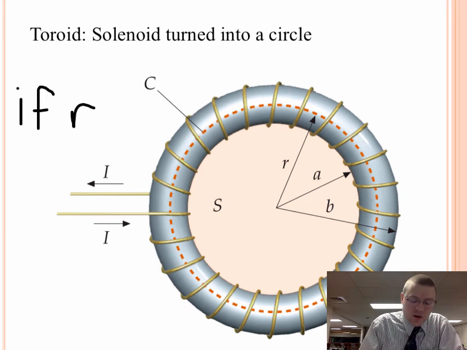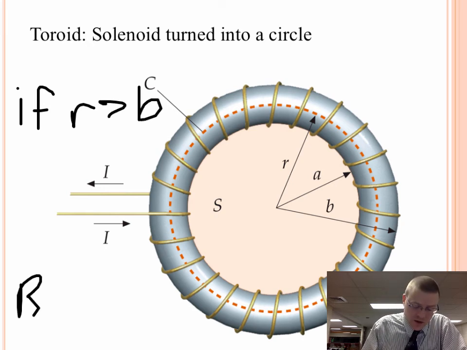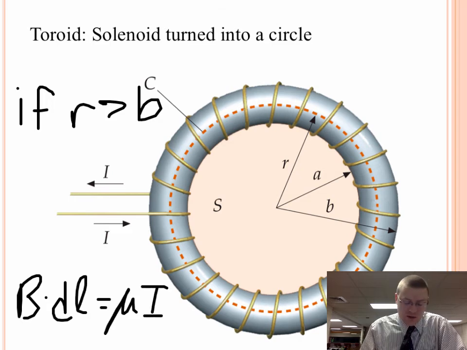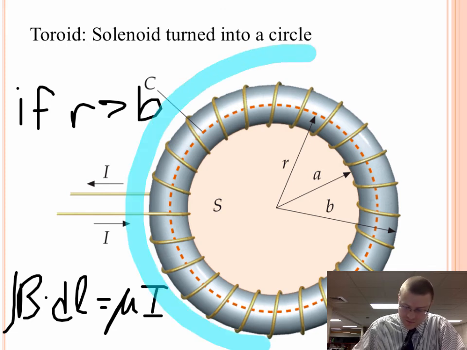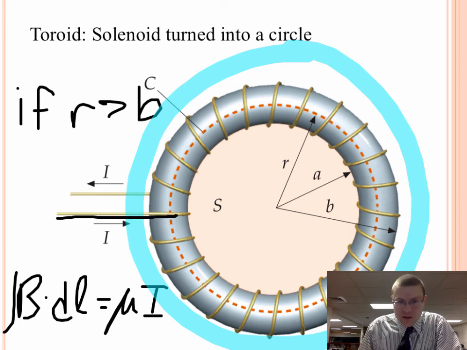If our R is greater than B, well, it looks like I'm going to now have currents pass through my Amperian loop. My Amperian loop is all the way out here. And let's see if I have current. Following that wire, as the current comes in, it's going to go into the page here and come out of the page over here. And then go back into the page and then out of the page, and you can see that's going to repeat all the way around.